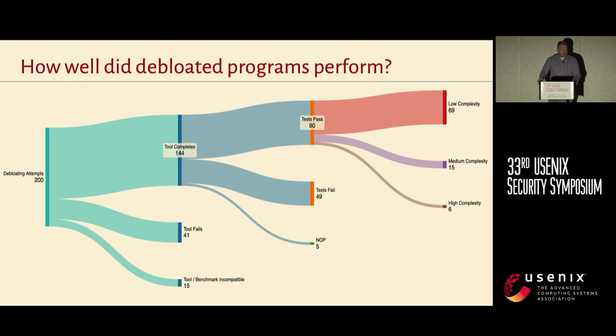When running against the battery of functional performance tests, we found that 49 of the debloated programs failed one or more of the tests, and 90 of those passed their functional tests. The key differentiator, though, was when we started performing differential analysis, the secondary evaluation on these tools, and unfortunately the results were considerably murkier. And we'll get to those on the next slide. But what I want to show here is that of the tests that did pass, the majority of these are the low complexity benchmarks. Only 21 of the passing debloating attempts were medium or high complexity benchmarks.